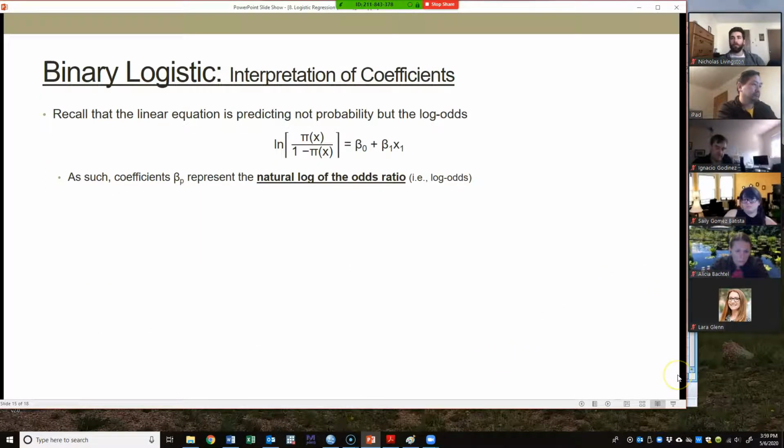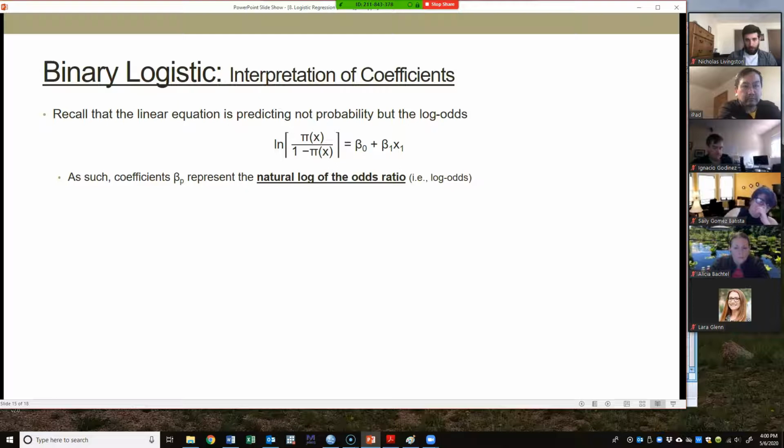All right. So this is how we test our coefficients, but we also want to interpret them. Remember that what we're predicting with our model is not a probability, but a log odds. As a consequence, the coefficients in our model represent the natural log of the odds ratio. Who can automatically intuit the natural log of an odds ratio? I can't. It doesn't mean a whole lot to me. We don't want coefficients that don't mean anything.